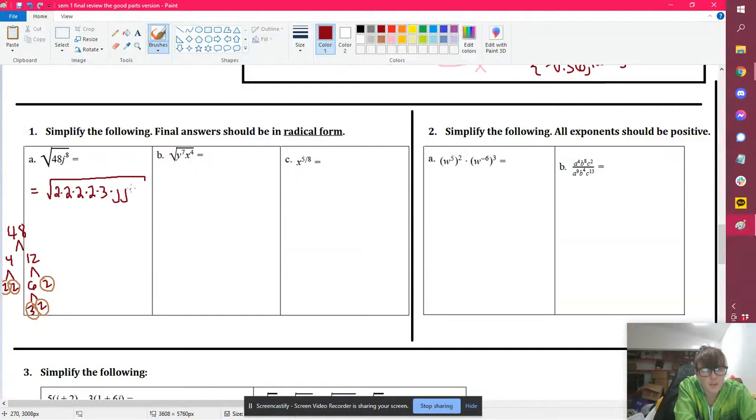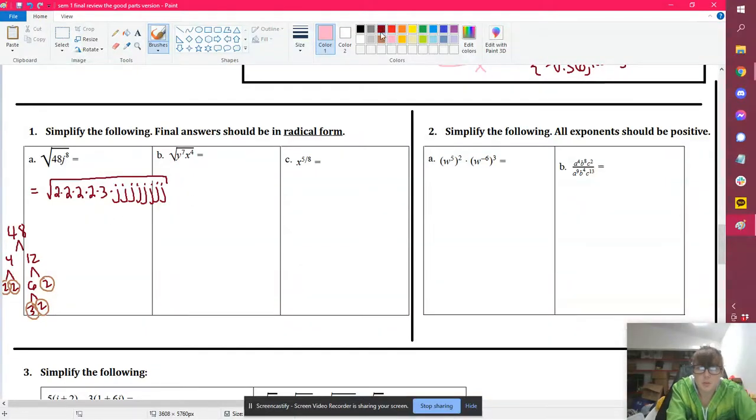And then j to the 8th is I'm going to draw 8 j's. 1, 2, 3, 4, 5, 6, 7, 8.